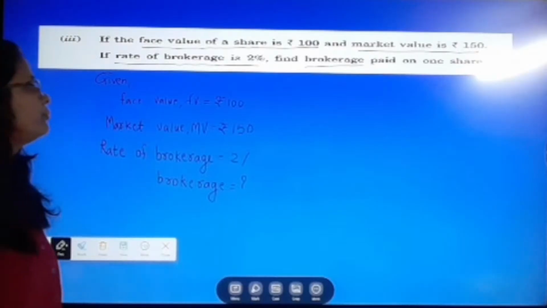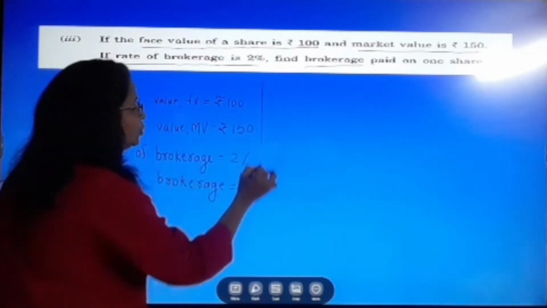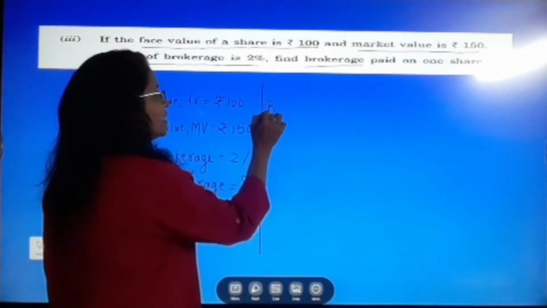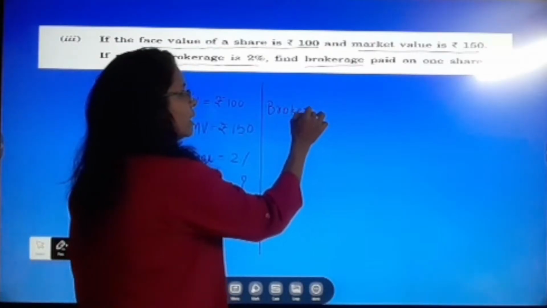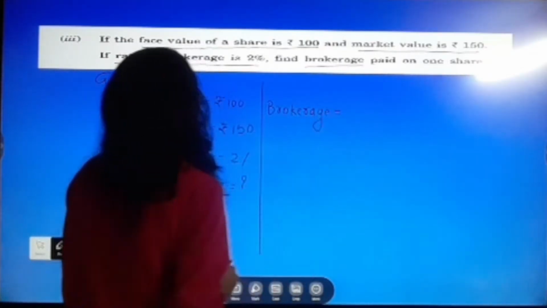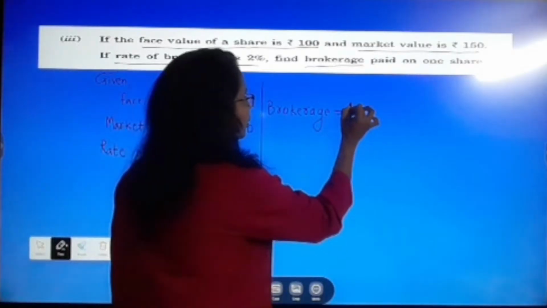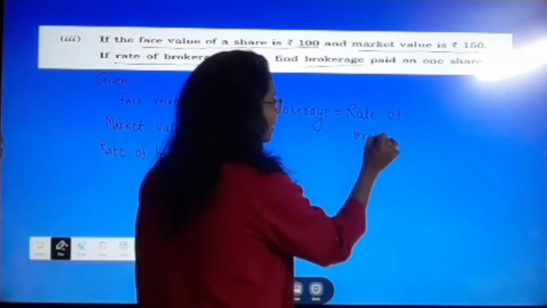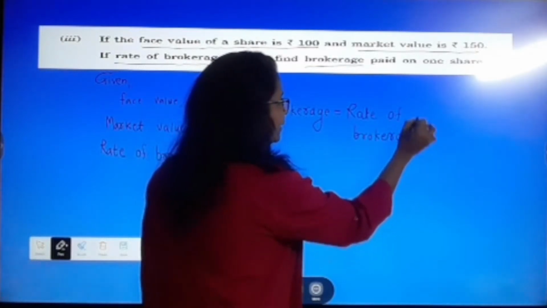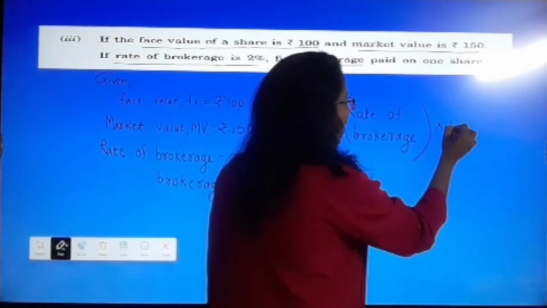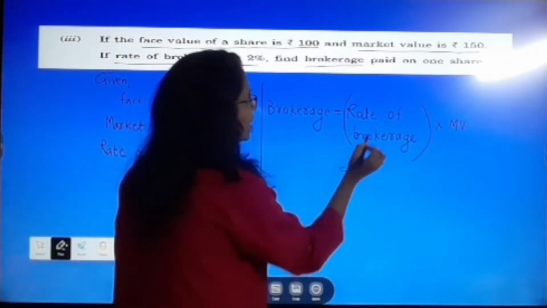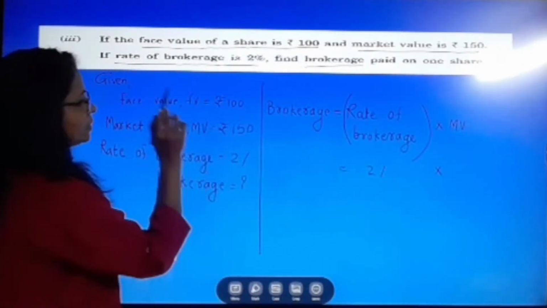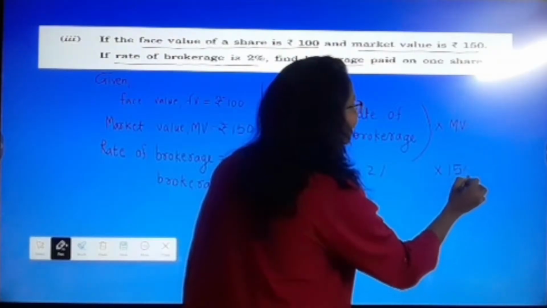Now students, there is a formula for the brokerage. Do you know that formula? That formula is: brokerage is equal to rate of brokerage multiplied by market value. Here the rate of brokerage is 2% and the market value is rupees 150, so I write here 150.